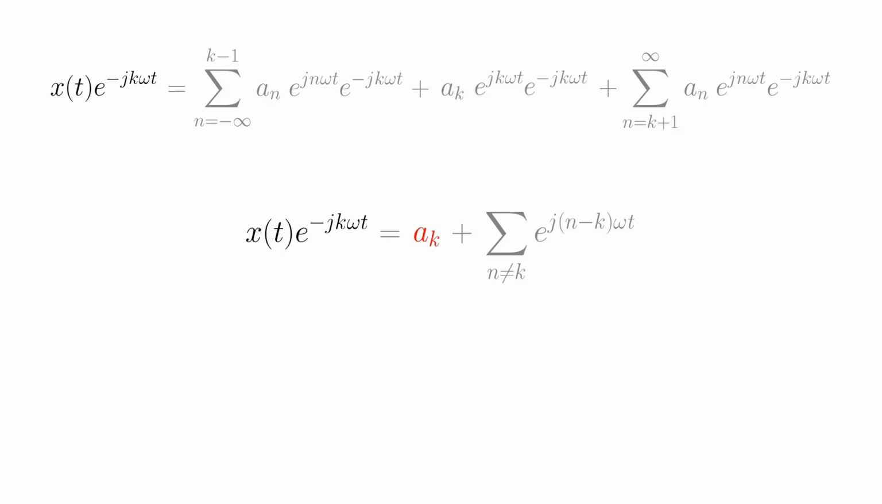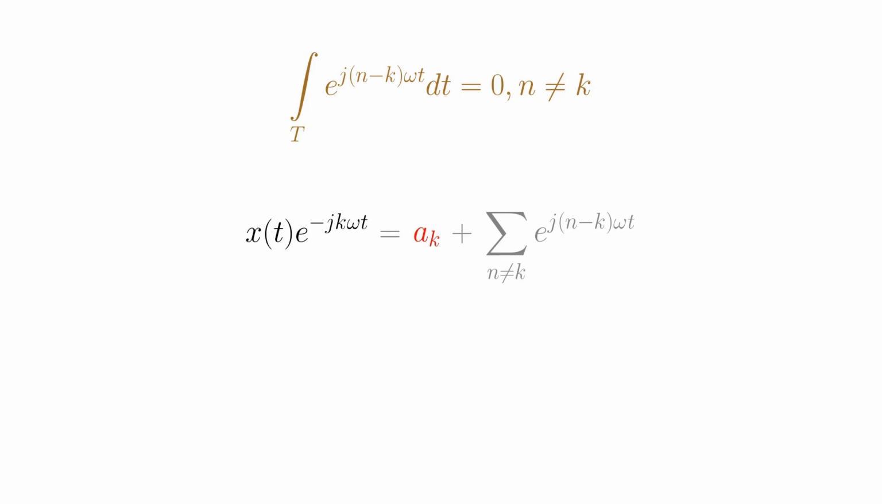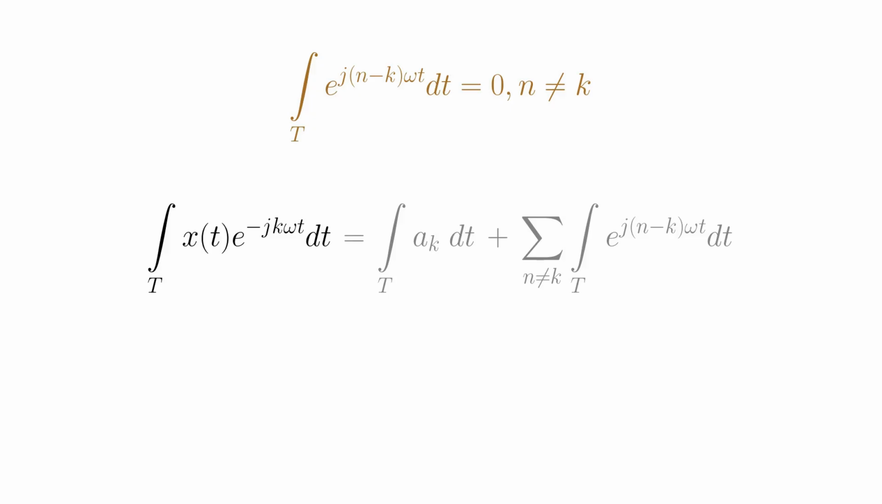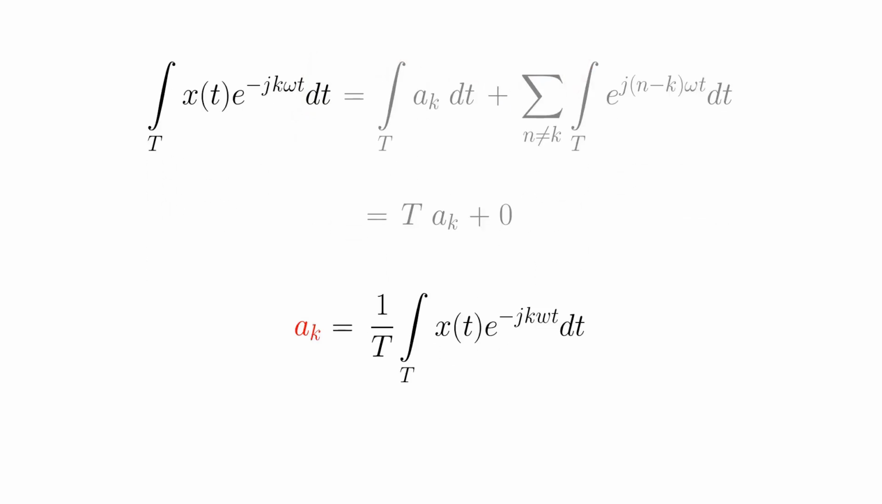Now I want only this term. What should we do? We can use the fact that we are dealing with a convenient orthogonal basis. So let's integrate on both sides over one time period and cancel all these terms, which leaves us with the kth coefficient.